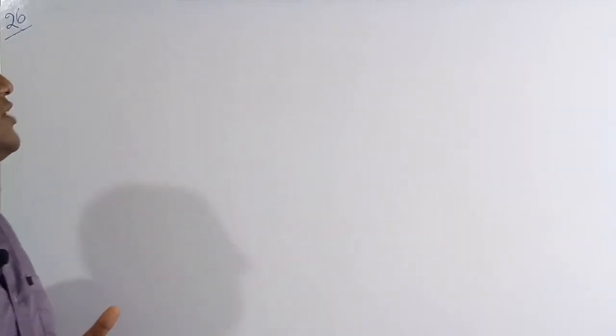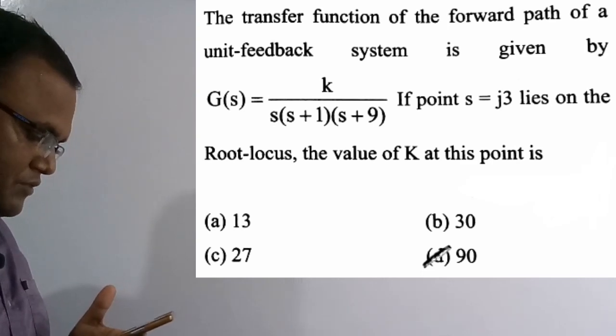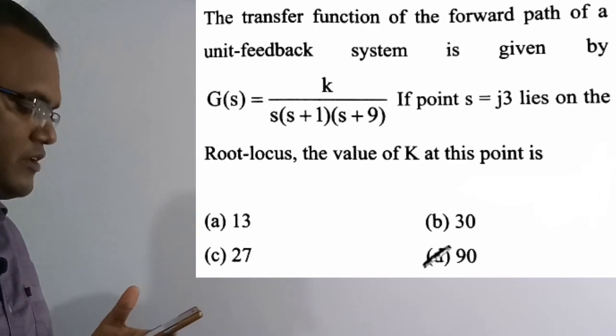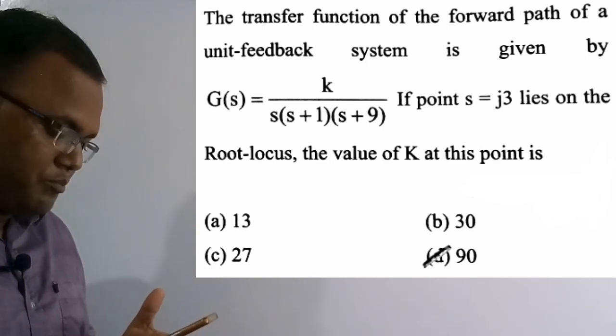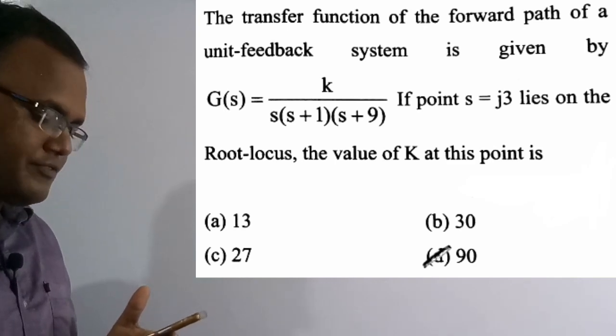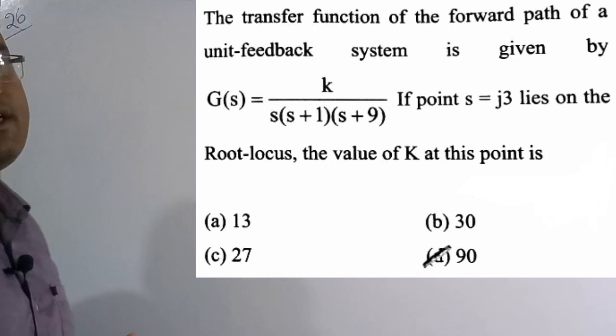So now we are going to solve the 26th question. See the question here. The transfer function of the forward path of a unit feedback system is given by G(s) = K / (s(s+1)(s+9)). If the point s = j3 lies on the root locus, then the value of K at this point is. So basically they have given a transfer function G(s) and H(s).